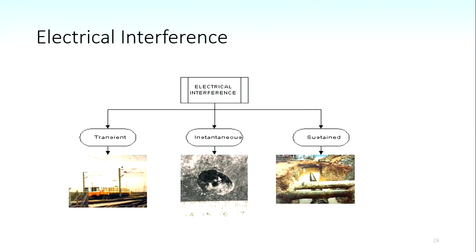Different people's pipes, different people's cabling and so on, buried around your own structure will give you sustained alteration to your potential and current control. So you get transient and sustained. And then occasionally there are odd things that happen that give you a one-off shock to your system, whether that's a lightning strike, a power outage or a power spike. But those are instantaneous one-offs. So those are the three types of interference to your system.